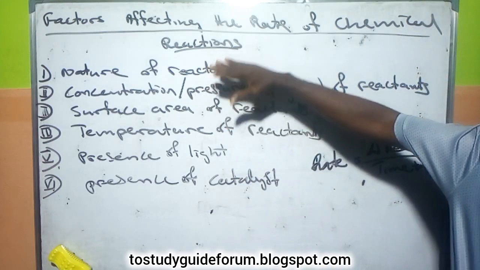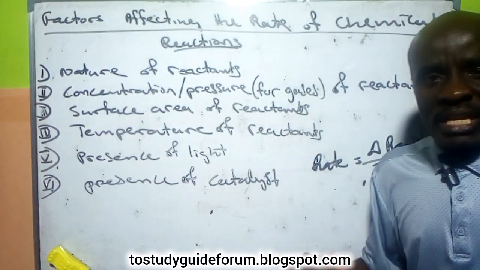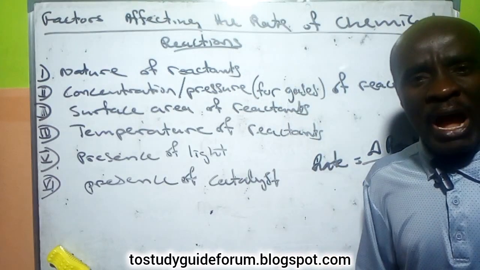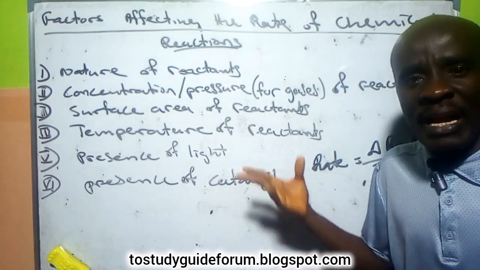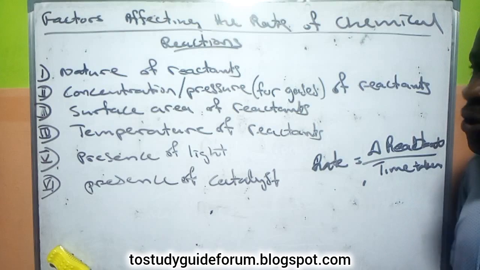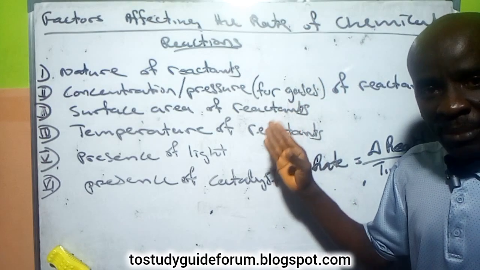So in the atom of sodium, the energy possessed by it is so high that when it reacts with water, the liberation of hydrogen will be faster than when calcium is reacting with water. This is because of the nature of the reactants. We're talking about the nature now.